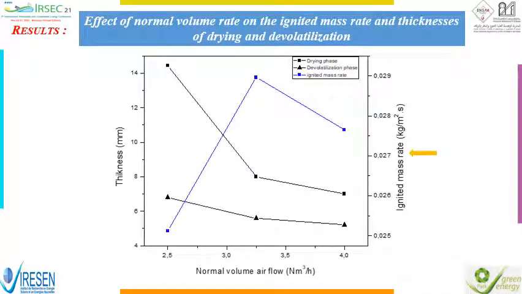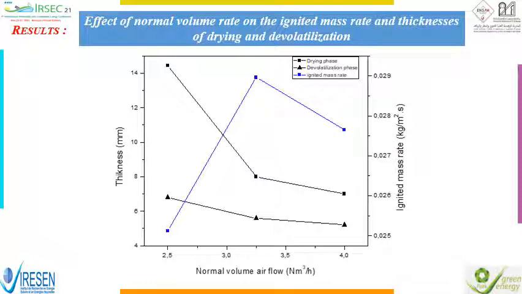The figure shows the effects of normal volume flow rates on the ignited mass rates and thicknesses of drying and devolatilization. Between the first two values of QV, the ignited mass rate varies linearly, which means that the combustion is carried out in the oxygen-limited region dominated by the oxygen supply. For QV equal to 4, the consumed biomass decreases due to excessive convective cooling.